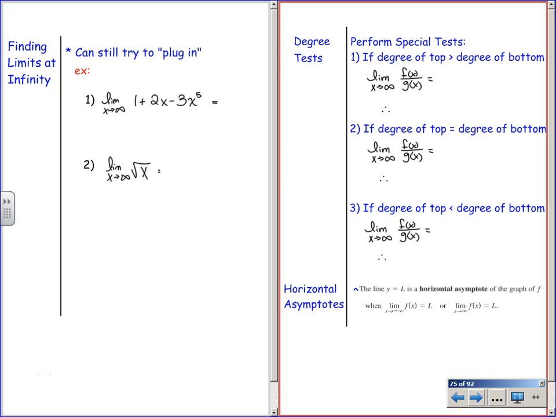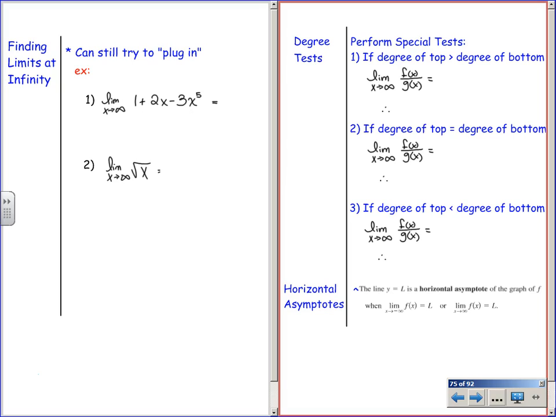All right. Does anybody have a hypothesis? X is going to infinity, bigger and bigger values. Does anybody have a hypothesis as to what this would equal? Infinity? You're close. Half wrong. Why negative infinity?